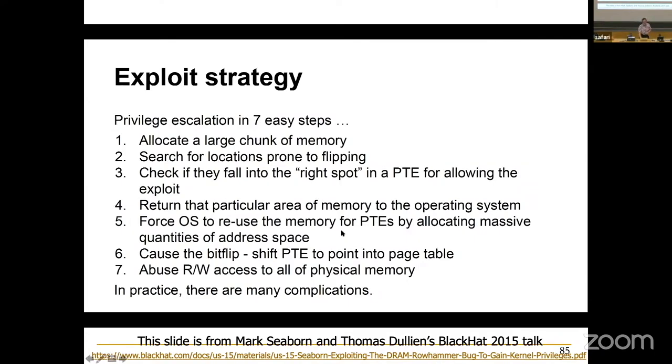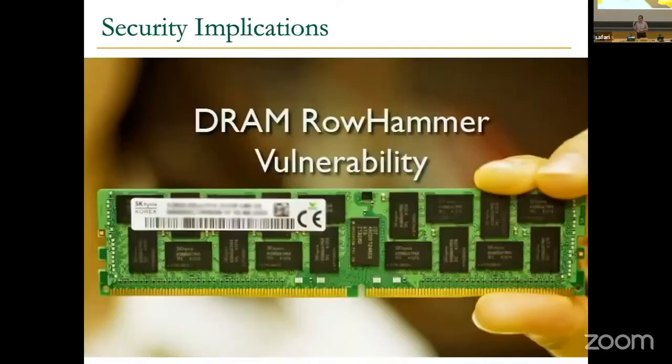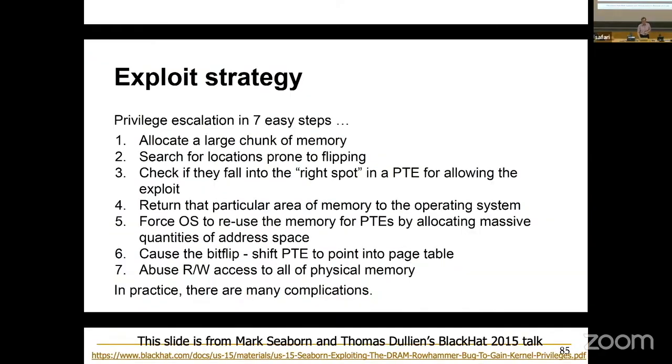And then you force the operating system to reuse the memory for PTs by allocating massive quantities of address space, like we discussed earlier. And then you cause a bit flip using RowHammer that shifts the page table entry to point to the page table, and then abuse the read-write access to all of physical memory. At this point, you are root, basically. Clearly, in practice, there are many complications, as they see. So that's essentially what RowHammer circumvents, as you can see, right? And there are many, many attacks that have been developed. This is the first attack that shows this, but people have automated some of these attacks today.